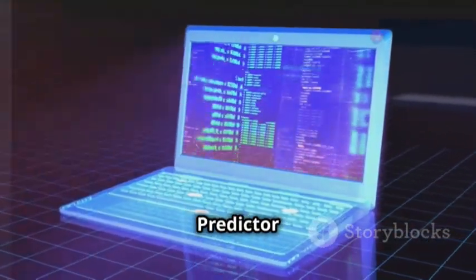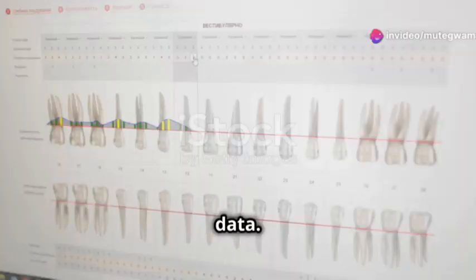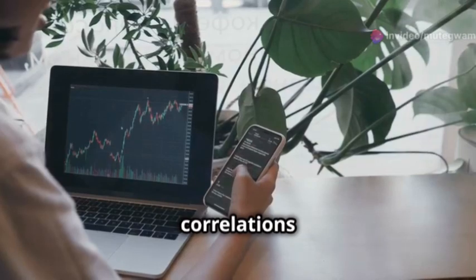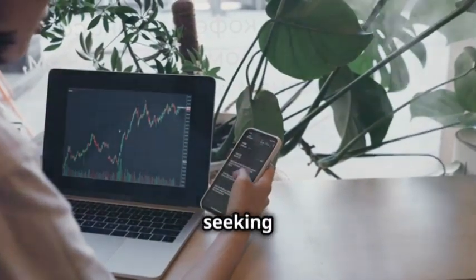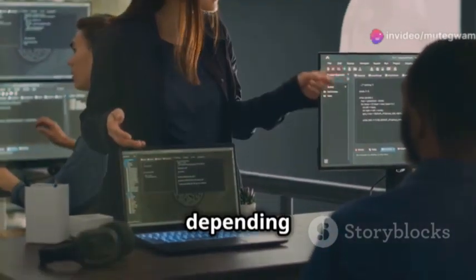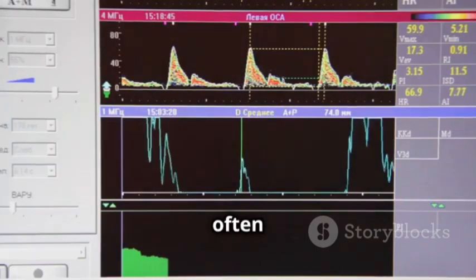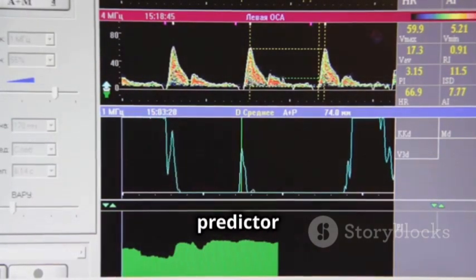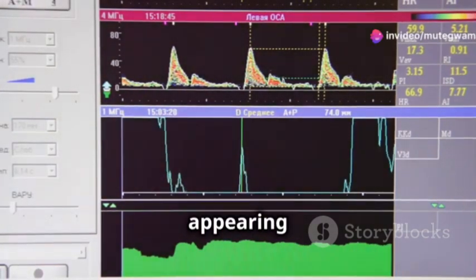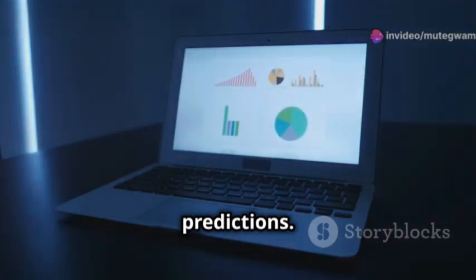The Aviator Predictor employs complex algorithms to analyze historical game data. These algorithms identify patterns and correlations in the plane's flight history, seeking to predict future outcomes. The specific algorithms used can vary depending on the predictor's design and the developer's approach. One common method involves analyzing the frequency of specific multipliers. By tracking how often certain multipliers occur, the predictor can estimate the likelihood of those multipliers appearing in future rounds. This statistical analysis forms the basis for generating predictions.